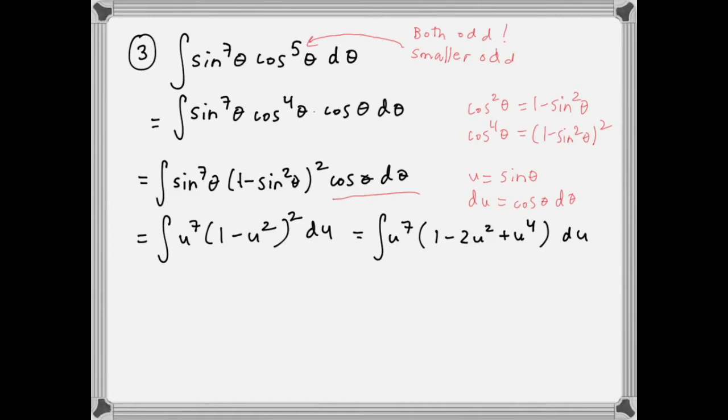So all I did was I squared that second part, and now I'm going to distribute the u to the 7th, right? I just want to use the distributive property. And so this is going to equal the integral of u to the 7th. Remember to add exponents here, minus 2u to the 9th, and then plus u to the 11th du.